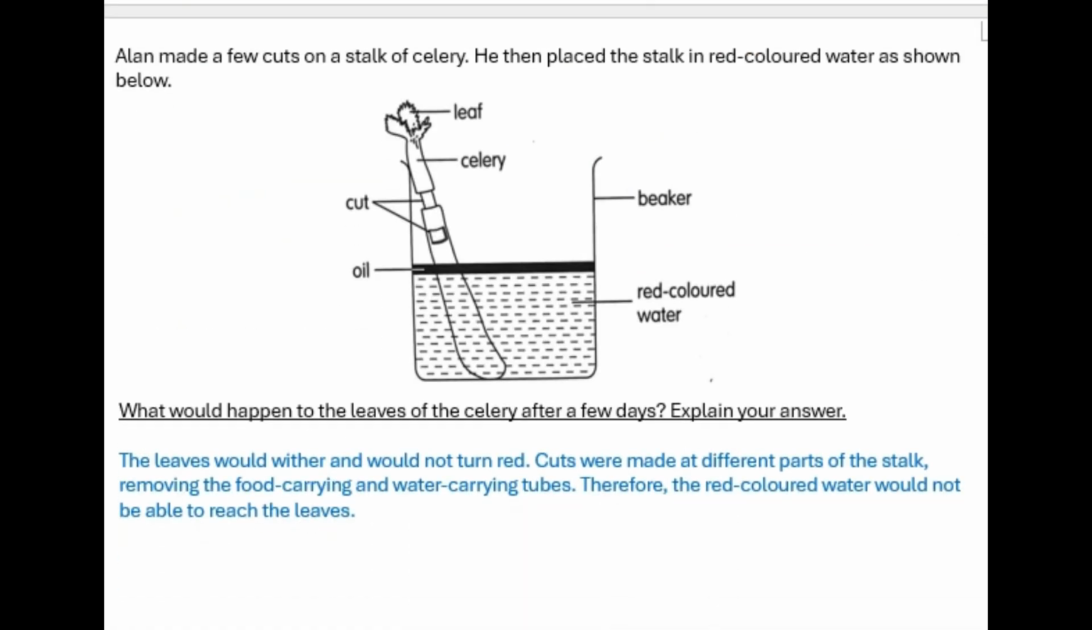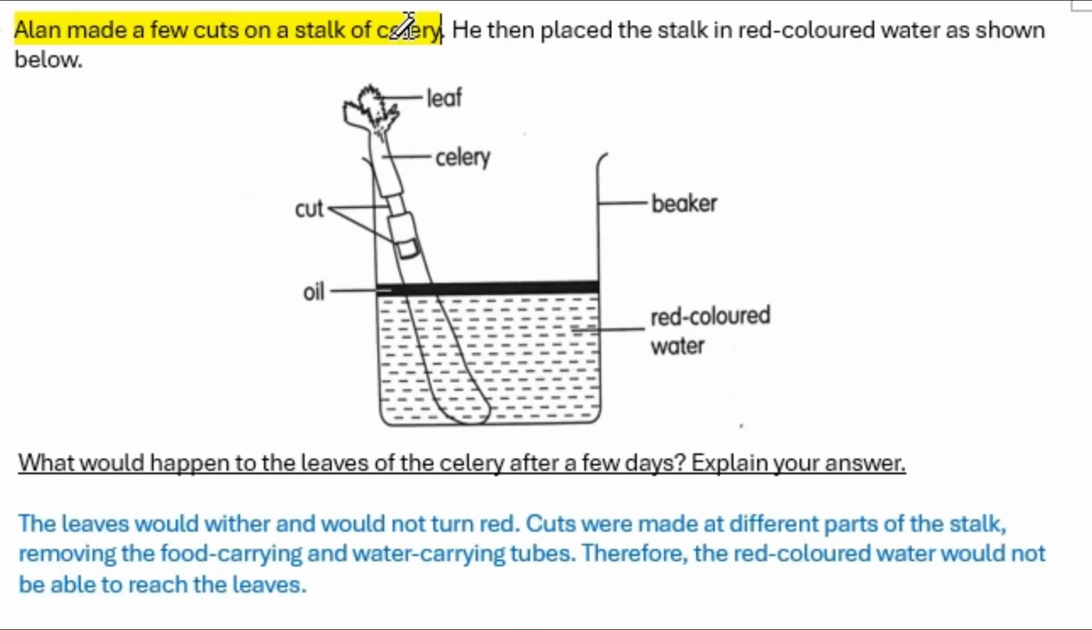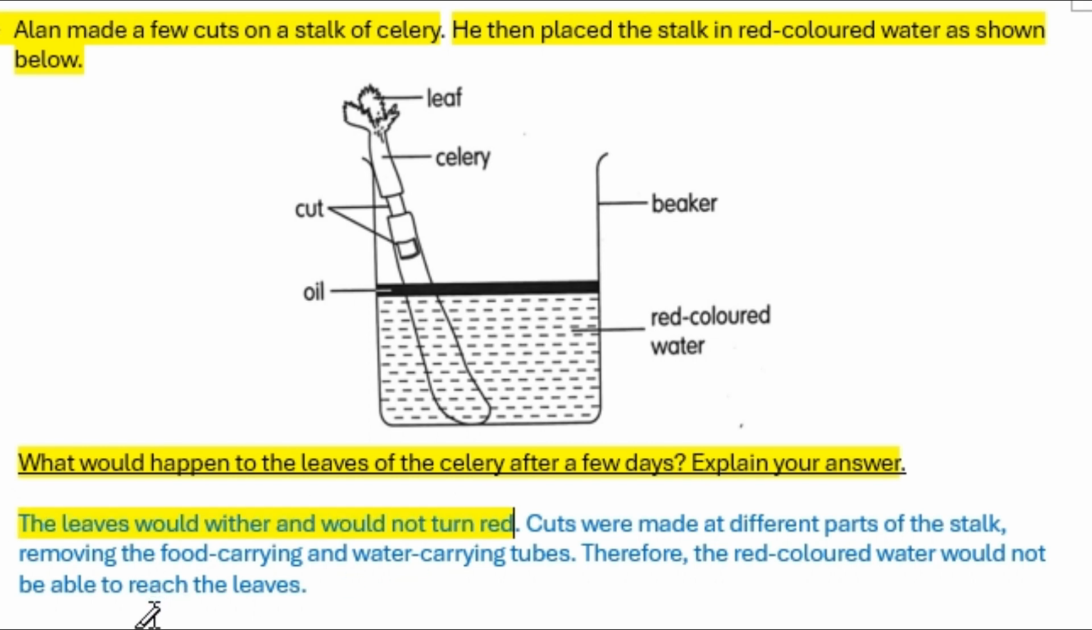Alan made a few cuts on a stalk of celery. He then placed the stalk in red-colored water, as shown below. What would happen to the leaves of the celery after a few days? Explain your answer. The leaves would wither and would not turn red. Cuts were made at different parts of the stalk, removing the food-carrying and water-carrying tubes. Therefore, the red-colored water would not be able to reach the leaves.